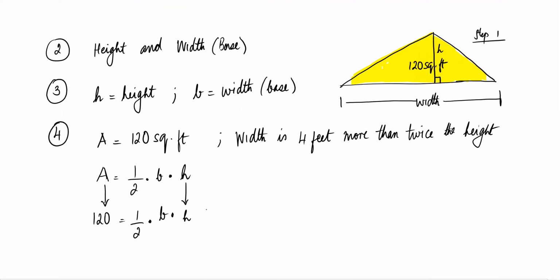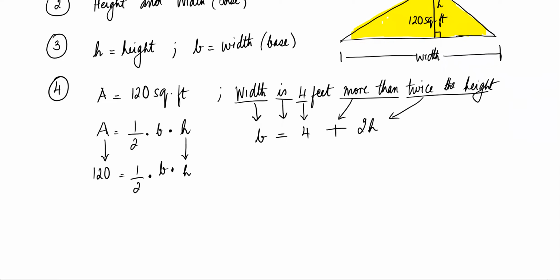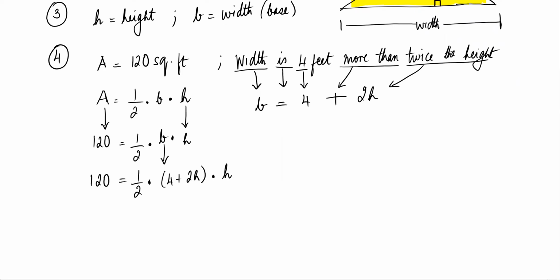Okay. And for that piece, we need the second piece to help us. Okay. So the width, we are calling the width as B. Is means equals 4 feet more than, so it's plus, twice the height, 2 times the height. All right, so we got B in terms of H. So when I come back here, I get 120 equals half times B, now is 4 plus 2H, times H. Okay, that's in step 4.